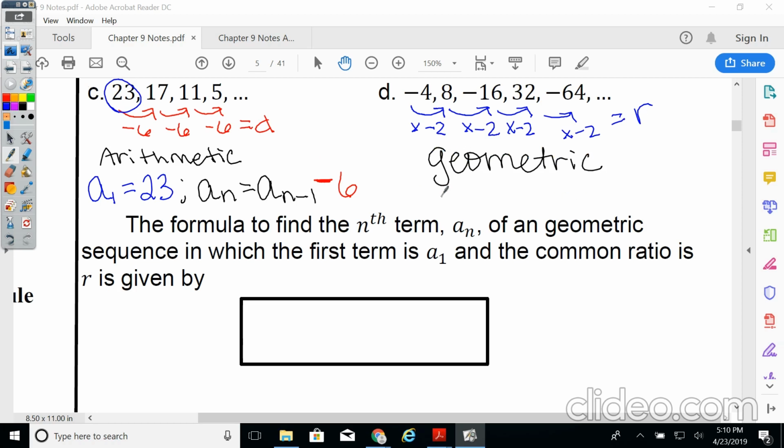And we say A1 starts at negative 4. And to get all the other ones, to get the next one, you take the previous one, A sub n minus 1, and you multiply by the common ratio, which is -2. So in this case, you don't need the negative, but we're going to see in just a second that you really should have your negative there.